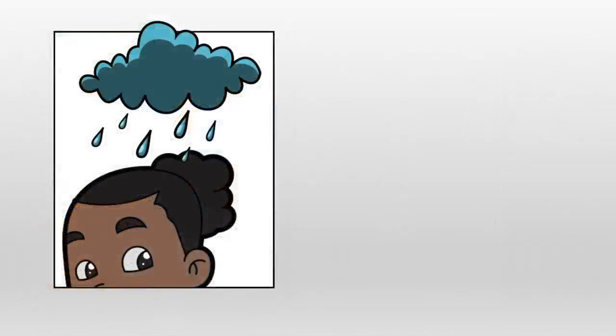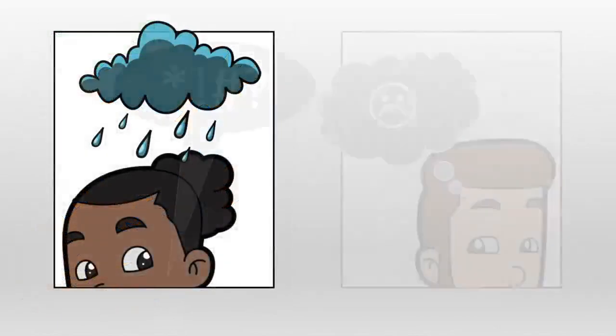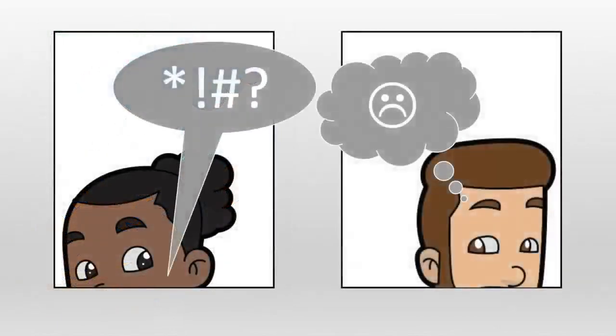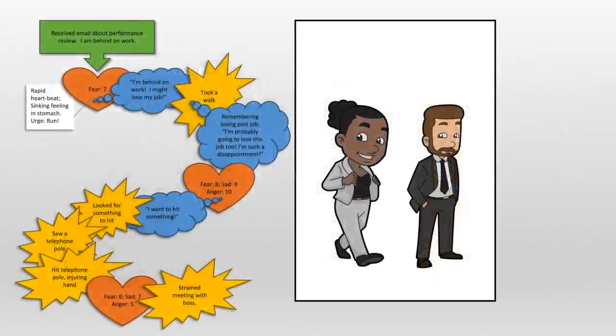Upon entering her office building, she was tense and upset. During her meeting, because her emotions were still intense, she responded to feedback from her boss intensely, straining the meeting. This is how she would record it. Strained meeting with boss.